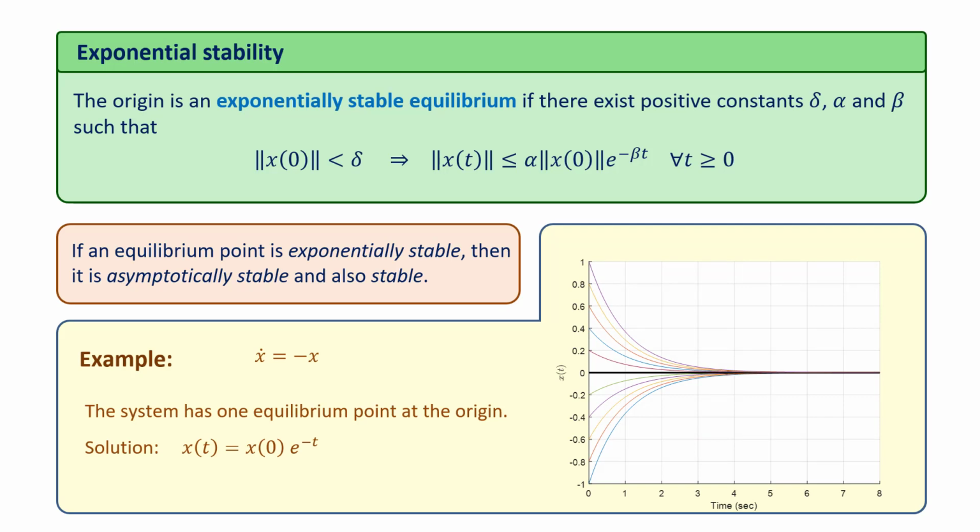We could also choose other values for alpha and beta. For example, we could choose alpha equals 5 and beta equals 0.2, and the condition in the definition holds as the norm of x of t is less than or equal to 5 times norm of x of 0 times e to the power of minus 0.2t. As you see in this example, the exponential function that upper bounds x of t is not unique. We have defined all the stability notions that we will use later when analyzing and designing controllers for nonlinear systems.